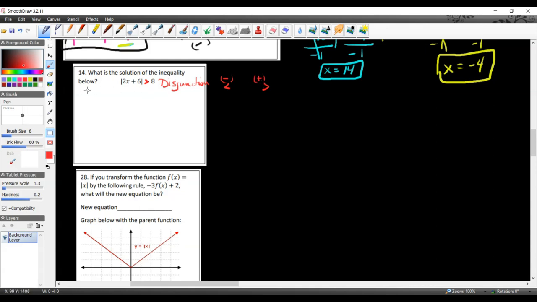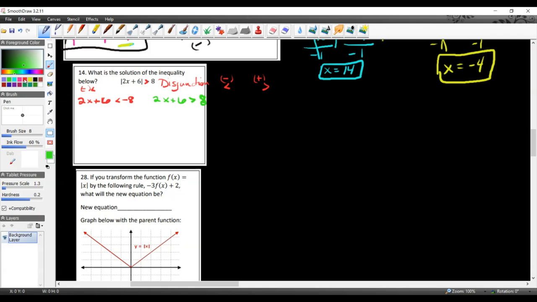Okay, so we're going to split up the cases again. Let's do our negative on this side. So it'll be 2x plus 6 is less than negative 8. Okay, and then on the other side, we're going to do the same thing but with the positive. So 2x plus 6 is greater than positive 8.